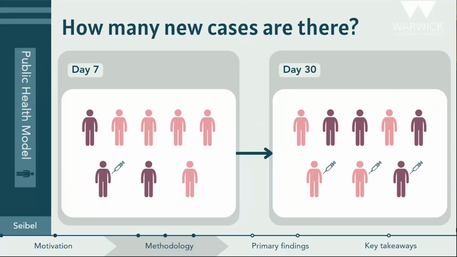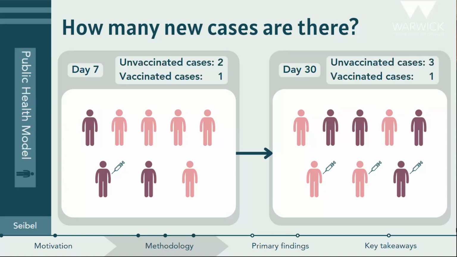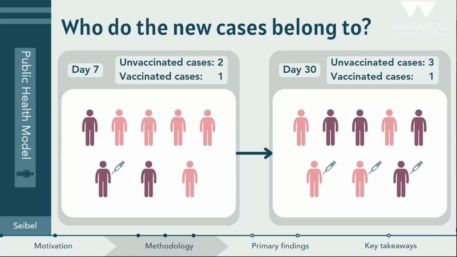So on the left, this is day 7 of the outbreak, and the darker colored individuals are those that are infected. And then we have a nice little vaccine syringe here to indicate those who have been vaccinated at that point in time. So then from each of these points, we look at how many of the cases are unvaccinated and how many are vaccinated.